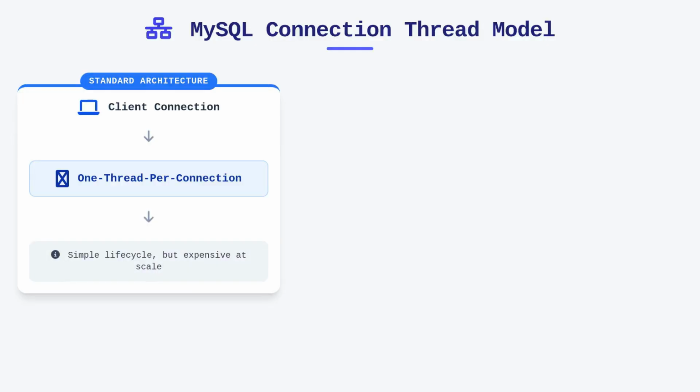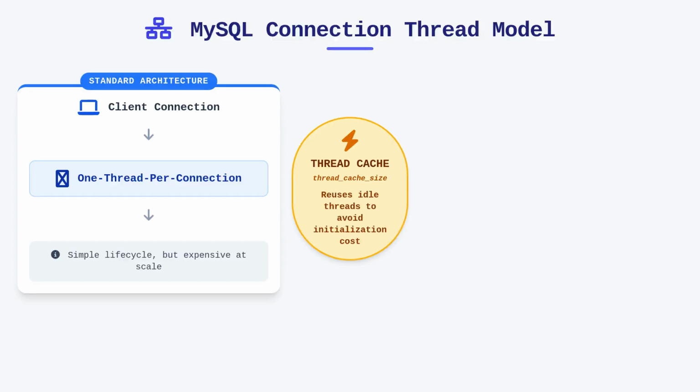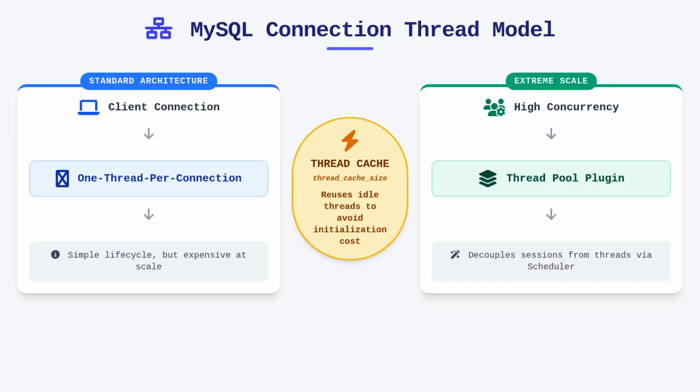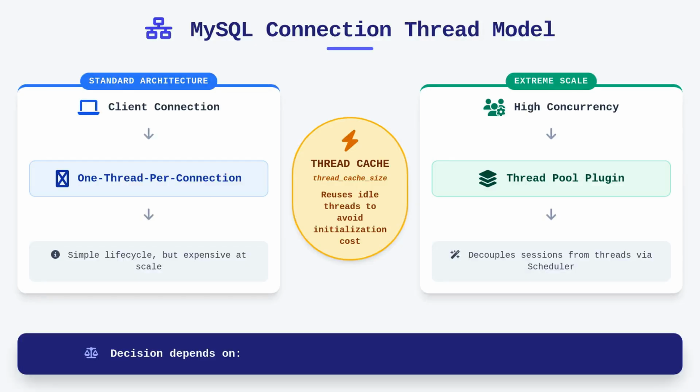To mitigate the overhead of frequently creating and destroying threads, MySQL maintains a thread cache defined by the thread cache size variable. By keeping idle threads in this cache, the server avoids the recurring cost of thread initialization, which significantly enhances scalability in high concurrency environments. For setups that require extreme connection counts, an alternative is the thread pool plugin, which decouples user sessions from individual threads and manages them through a more efficient scheduler. Choosing between these models usually depends on your specific application behavior and the distribution of your workload.